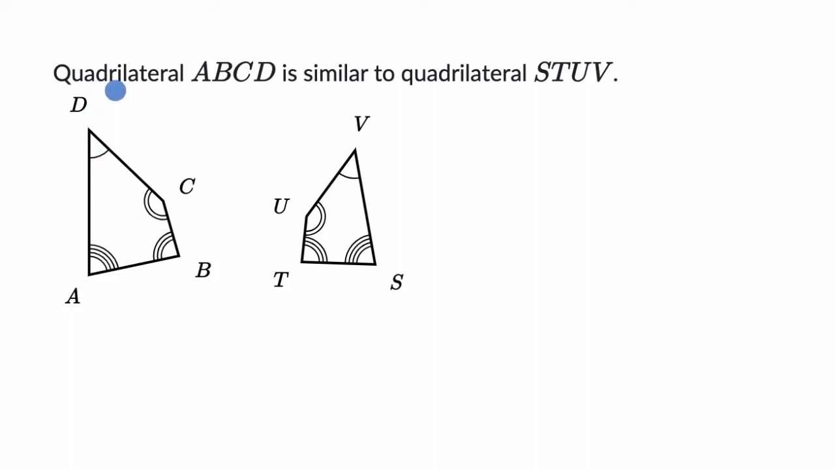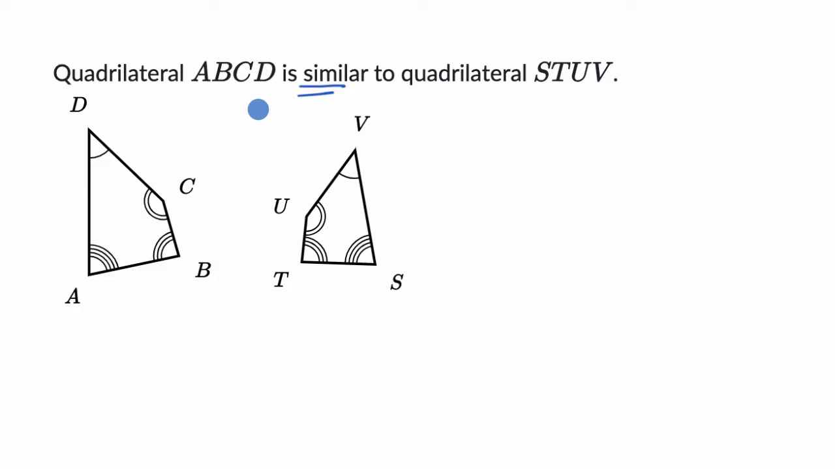We're told that quadrilateral ABCD is similar to quadrilateral STUV. So what we're going to do in this video, this isn't a question. This is just a statement right over here. But what we're going to do is think about, what does similarity mean? What does it allow us to figure out?